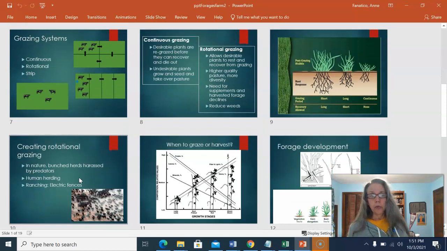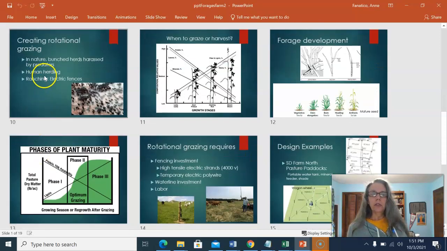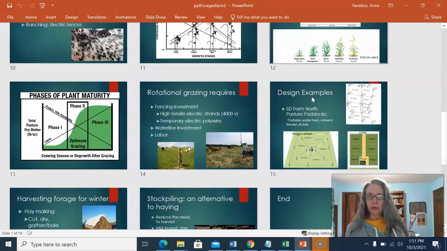And we talked about the importance of different grazing systems, that continuous does not give the forage plants a chance to recover. So that's why we do rotational grazing. And generally here in the high country, we keep our animals off of a pasture for about 30 days so it can regrow. And what we're doing is we're recreating in nature how bunched herds move on to new pasture. So we talk about forage development.